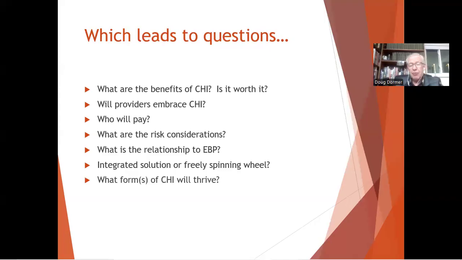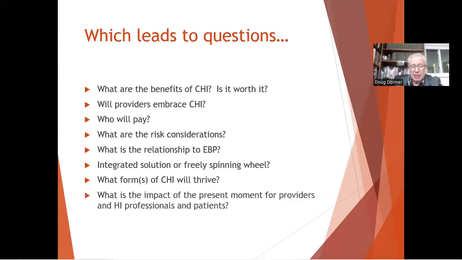Then we have to ask what form or forms of CHI will thrive in this environment. And finally, we'll be asking, what is the impact of the present moment for providers, for HI professionals, and for patients?